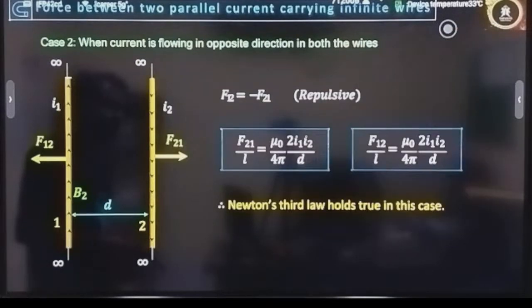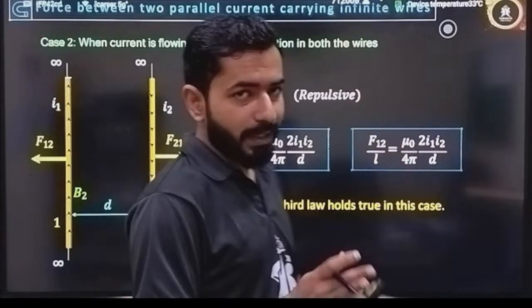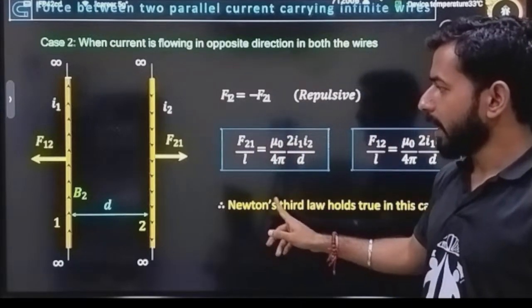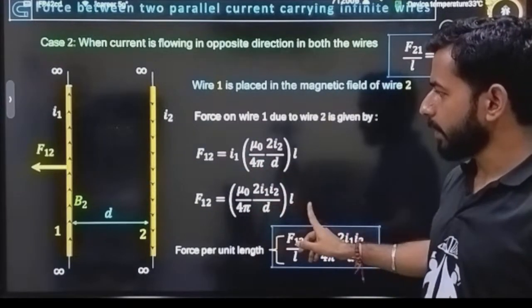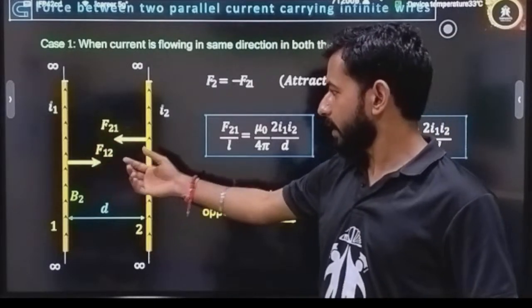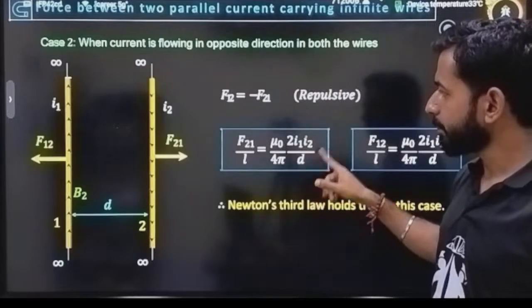Force per unit length. If the directions of current are opposite, the magnitude will be the same, only the directions will be different. Repulsive forces will be acting, magnitude wise it will be the same. If the directions of the current are the same, it will be an attractive force. Magnitude will still be the same. There is no problem in the magnitude.